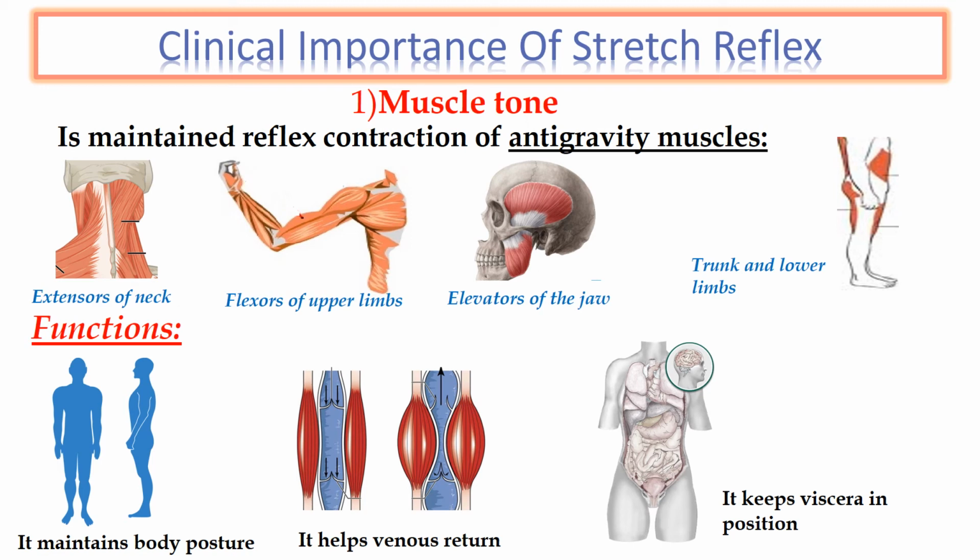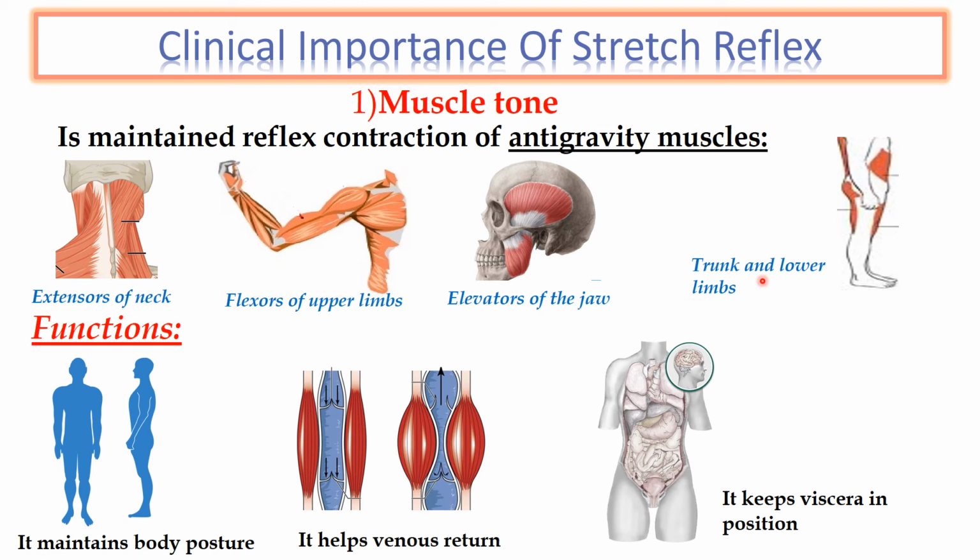It's a degree of contraction present all the time in our muscles, especially in the anti-gravity muscles, because they resist the effect of gravity, so they are stretched all the time by the effect of gravity, so the muscle tone is more. And thank God they are more in the anti-gravity muscles. What are the anti-gravity muscles? They are elevators of the jaw, flexors of upper limbs, extensors of the neck, extensors of the trunk and lower limbs.